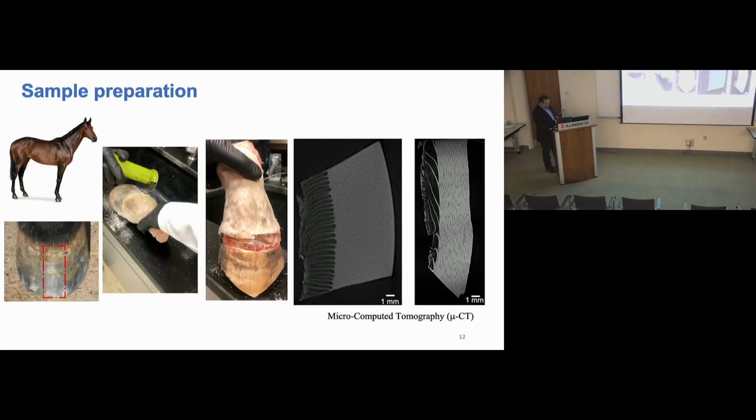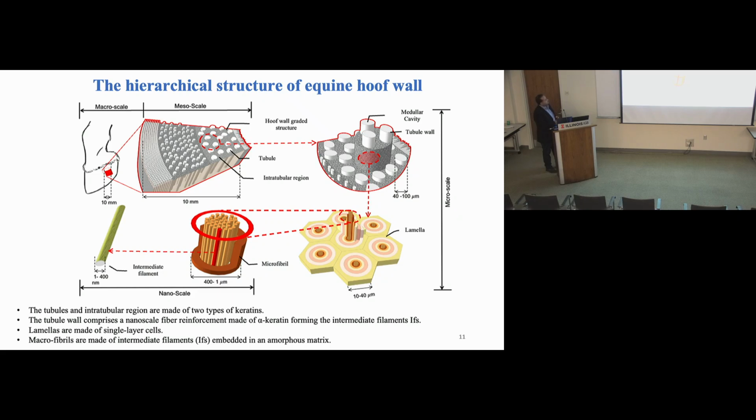So you can see here at the top, this is how the horse hoof looks. We extracted a sample from the hoof like that, and this is a 3D model of what the hoof looks like. And you can see here the tubules are denser in the outer part of the hoof, and they increase in size but reduce in number as you go inside. And this is at the mesoscale. And here is part of this area, showing the medullary cavity and the tubule wall.